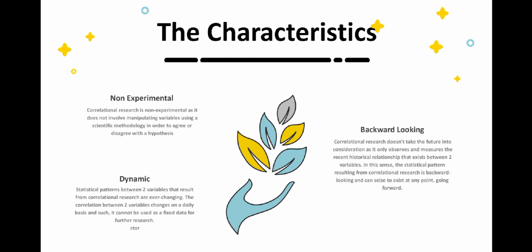Correlational research doesn't take the future into consideration as it only observes and measures the recent historical relationship that exists between two variables. In this sense, the statistical pattern resulting from correlational research is backward looking and can cease to exist at any point going forward.